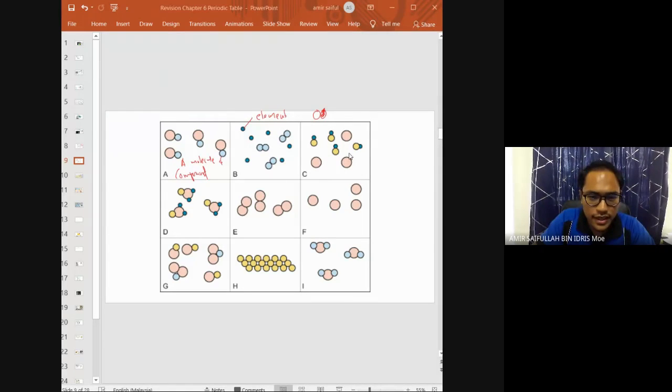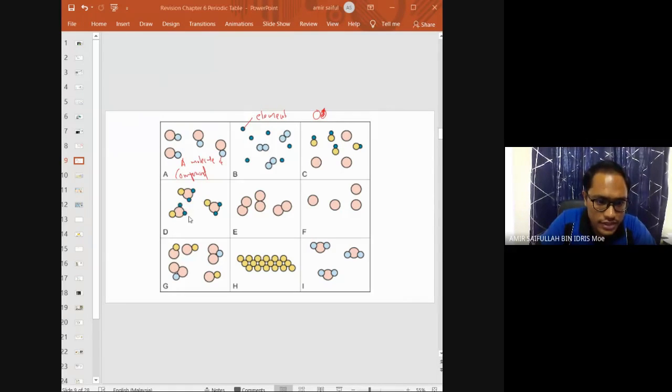So C. Louise, she answered a mixture. Correct. This is a mixture of an atom of an element and what is this? A molecule of a compound. So it's a mixture of an element and a molecule of a compound. Okay, good. So D.